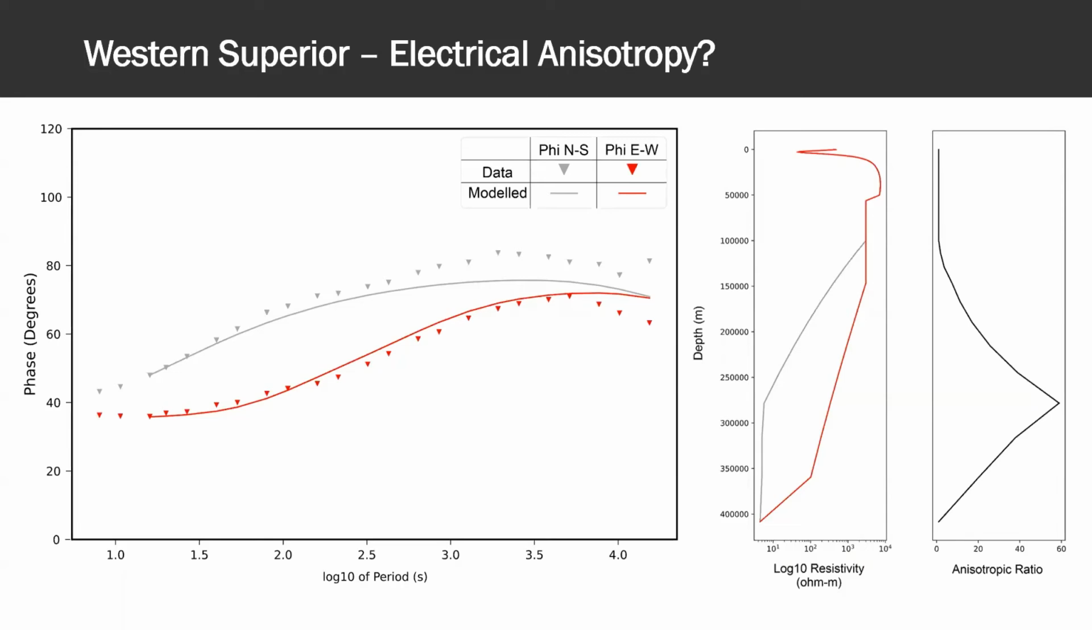You can see that this model fits the data fairly well. However, from the plot on the far right, you can also see that it required using an anisotropic ratio that approaches 60. And even that was not quite enough to match the phases at the very high end up here. So all that to say that with our current understanding of mantle mineral physics, anisotropy of sheared normal mantle minerals is very likely not the cause for the apparent anisotropy in the Western Superior.